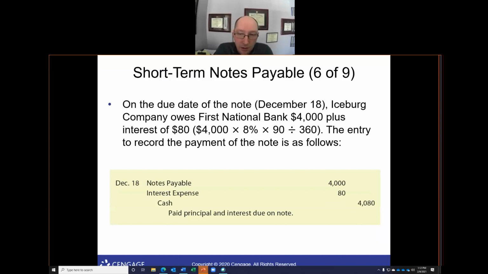Obviously, we need to pay them at the end of the 90 days. So at the end of the 90 days, we debit notes payable $4,000, we debit interest expense $80, and we credit cash. To figure out interest expense, you take the face value times the interest rate times 90 divided by 360, or in other words, the number of days divided by 360. It's always 360. Remember, 360 banking days in a year.